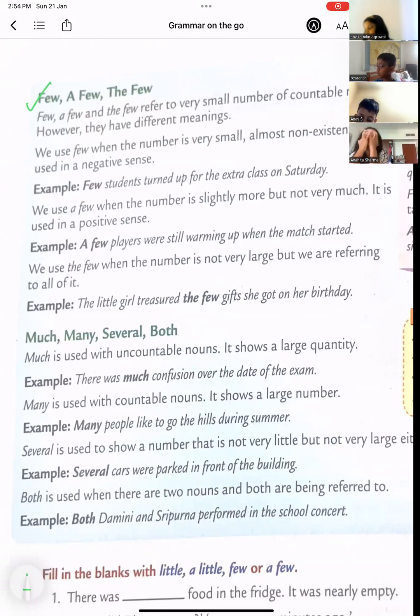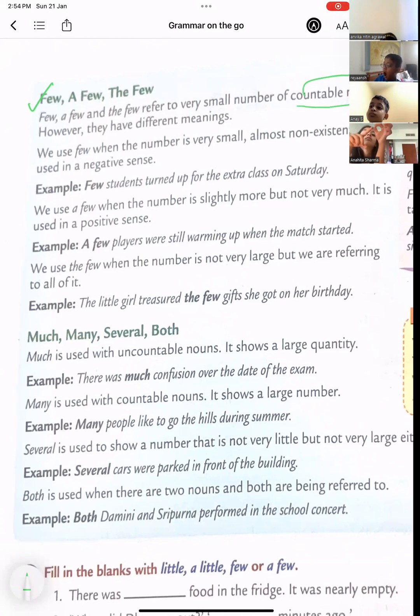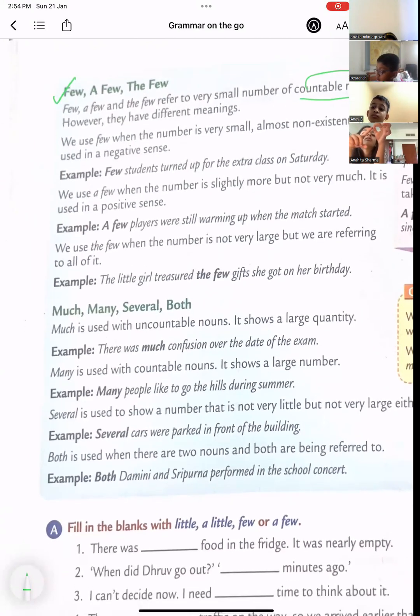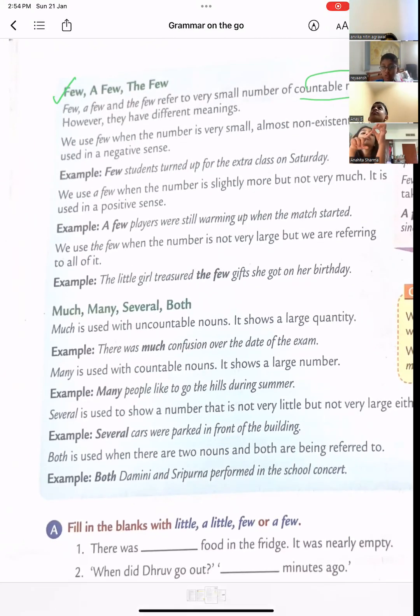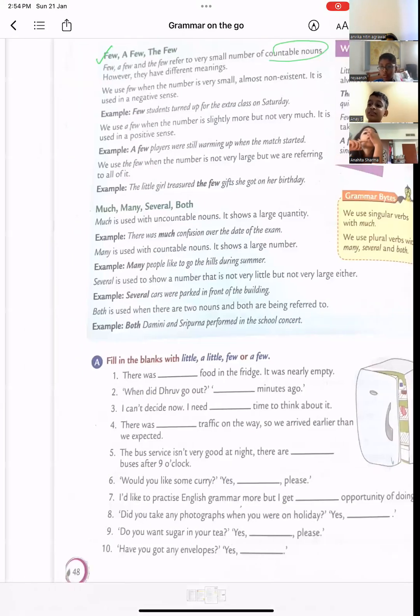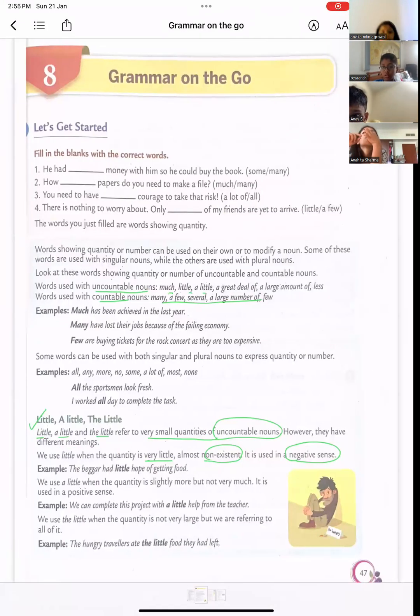Now, it's definitely used for countable nouns. So I will not be saying I have few hair on my head. What will I say? I have little hair on my head? Tell me, what should I say? I have less hair on my head. I can say I have less hair, or I have quite a lot of hair, a large amount of hair.